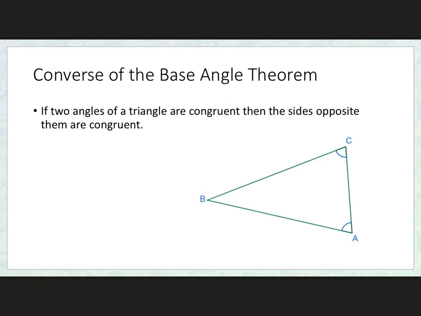The converse of the base angles theorem states if two angles of a triangle are congruent, then the sides opposite them are also congruent. This means every triangle that has two or more congruent angles is isosceles, even if no additional information is given about the sides.